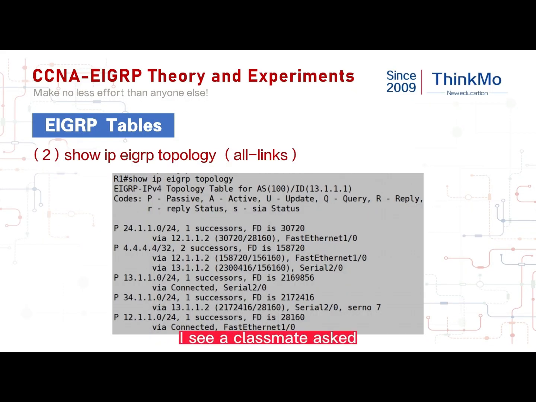I see a classmate asked: are EIGRP adjacent routers neighbors? Yes. The device will only exchange packets with its current adjacent router. Actually, the same is true for OSPF. They must be neighbors. Otherwise, there is no way to exchange messages.